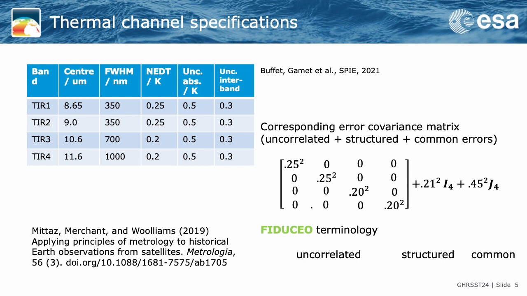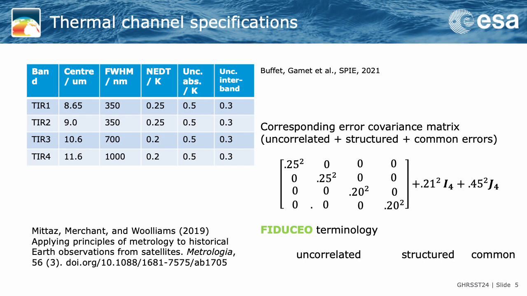So for the purpose of this study, to understand what this table of specifications means, I've transformed those requirements into the error covariance matrix that corresponds to those uncertainties. So an error covariance matrix tells us down the diagonal of the matrix about the effects that are not correlated between different channels, and the off-diagonal terms represent correlations in errors between channels.